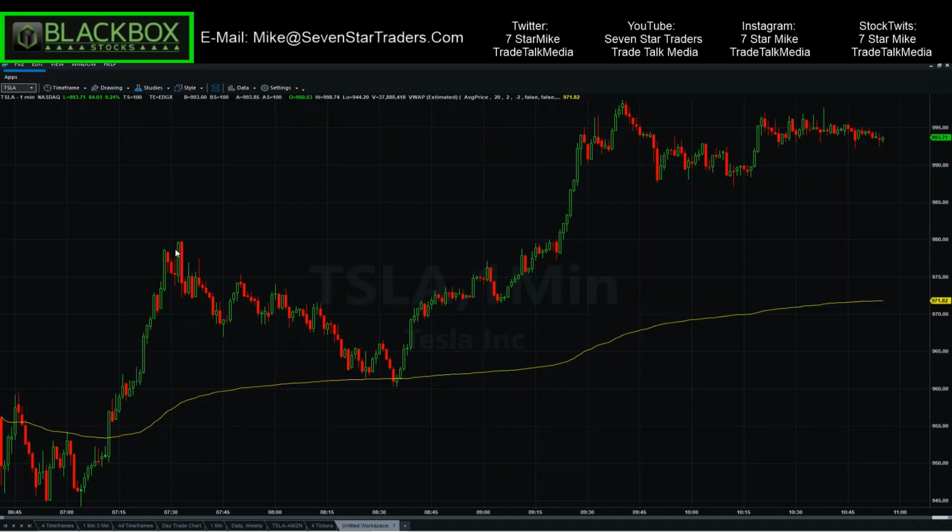And after this massive run here, we see it pull back. Look where it stops. It stops right at that VWAP level. Now it's not perfect, you can see it does breach it for 2 candles, but it holds that level and then starts to climb again. So this would be a low risk entry.